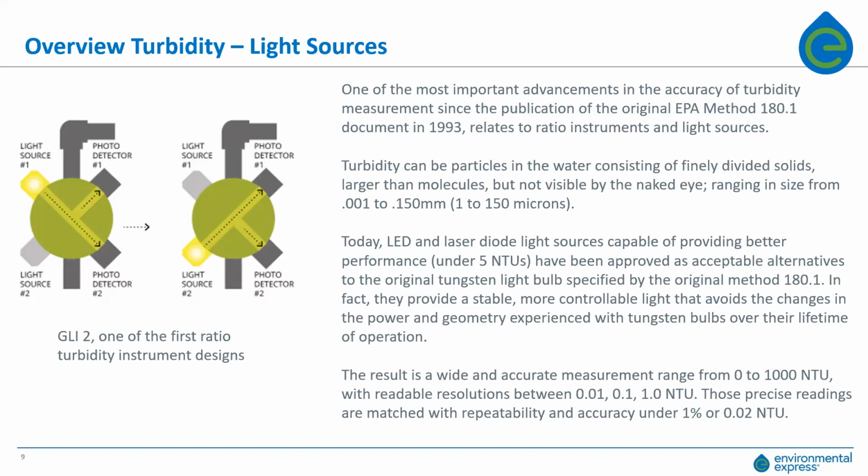And that's range specific. One of the tricks in getting the instruments to be as accurate and repeatable as possible is to break that 0 to 1,000 range into multiple smaller ranges. So these precise readings are matched with repeatability and accuracy under 1% or 0.02 NTUs.